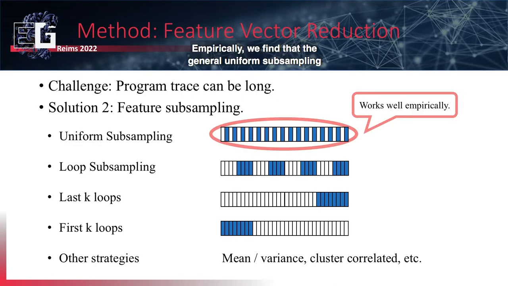Empirically, we find that the general uniform subsampling always works good enough. This coincides with the no free lunch theorem, which suggests that without prior knowledge, there is no single choice that could outperform all others on every aspect of the evaluation.